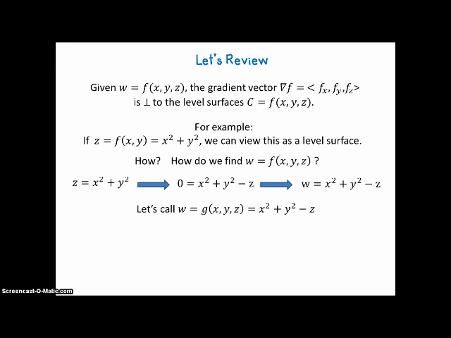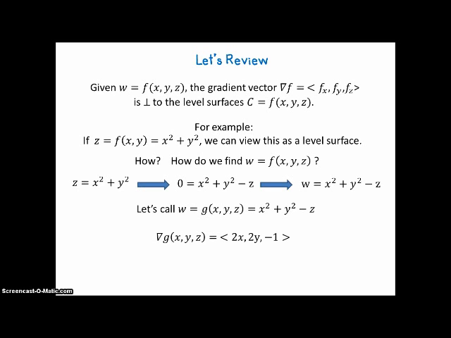Now, the reason we're changing it to g is because we already have a function f in this example, which is the function of 2 variables. So we can't really call a function of 3 variables f, even though it's related by the same letter. So we're going to call it g. W equals g of x, y, and z equals x squared plus y squared minus z. And so the original surface is the level surface of this four-dimensional function when w is 0.